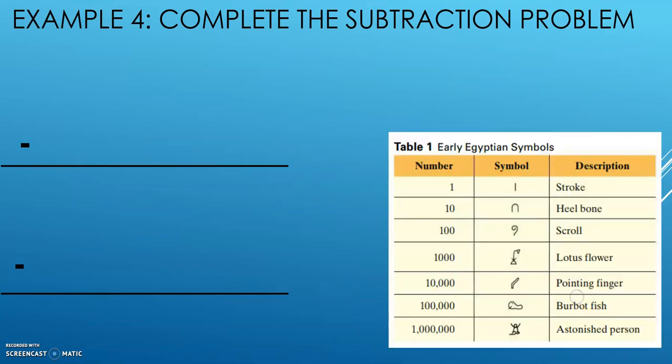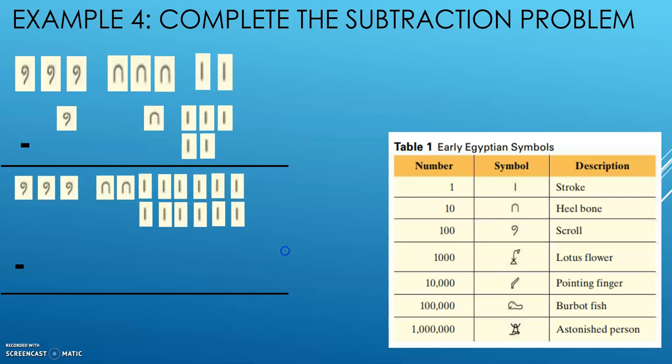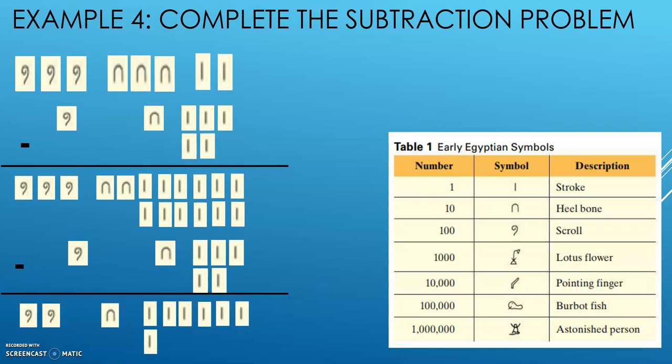Complete the subtraction problem. Here is our table. 3 scrolls, 2 heel bones, 2 strokes, subtracting 1 scroll, 1 heel bone, 5 strokes. Our scrolls and our heel bones, we can subtract. We need to regroup so we can subtract our strokes. So writing it with the regrouping, we still have 3 scrolls, but now we only have 1 heel bone, and we added 10 strokes. Subtracting the 1 scroll, the 1 heel bone, and the 5 strokes, our answer is 2 scrolls, 1 heel bone, and 7 strokes. That number is going to be 217.